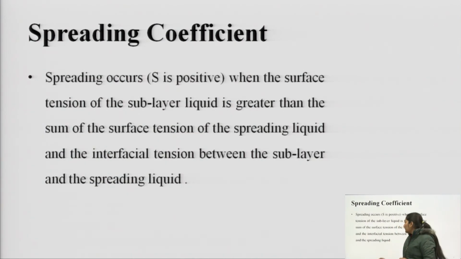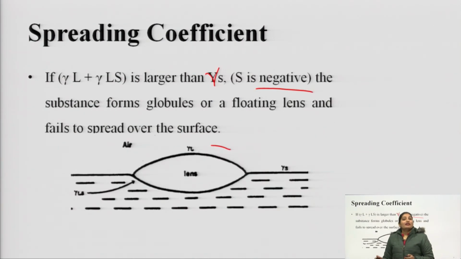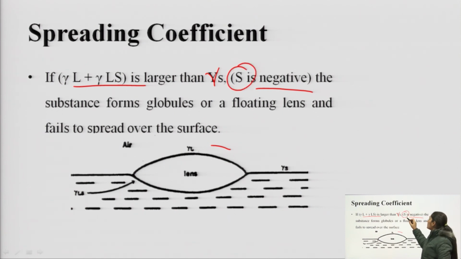And after some time, when saturation takes place, the value of gamma L plus gamma Ls is larger and gamma S will be less. So, the value of spreading coefficient will be negative, and the substance does not spread over the surface. It will form globules or a floating lens. The molecules will coalesce over the surface and form a floating lens-like shape.